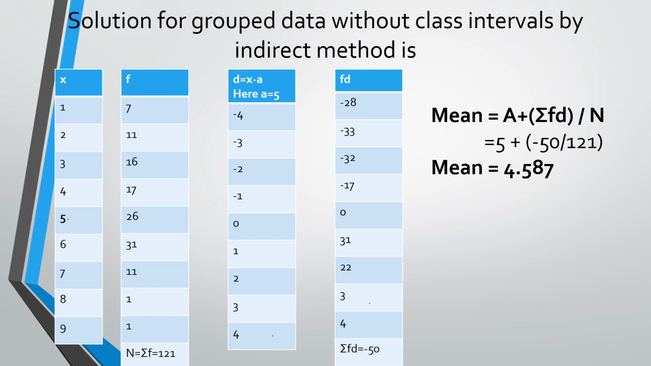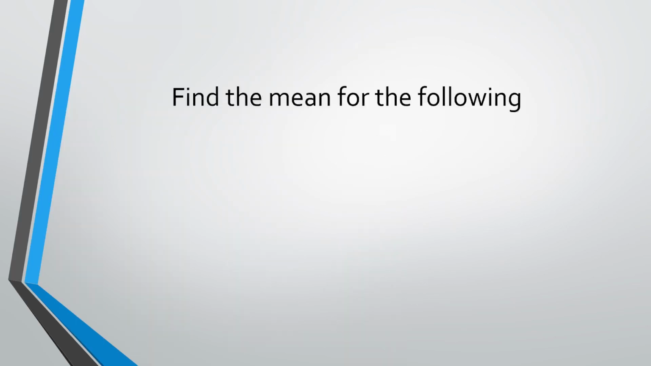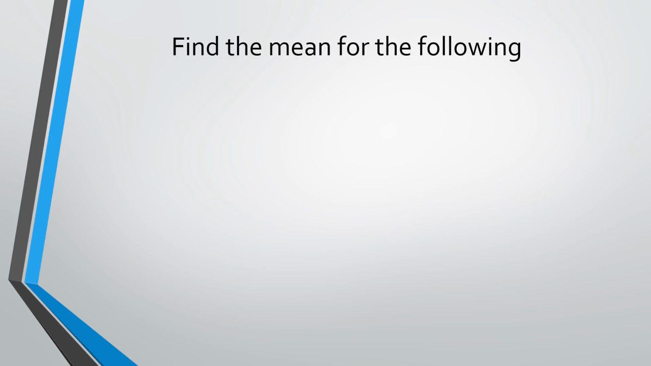So I have considered the same problem for grouped data when the class intervals have not been given, and have done the simplification of this problem by using the indirect method and also by the direct method. We can see that the answer is the same, that is, you can do it either by the direct method or by the indirect method. The indirect method is also called the step deviation method.